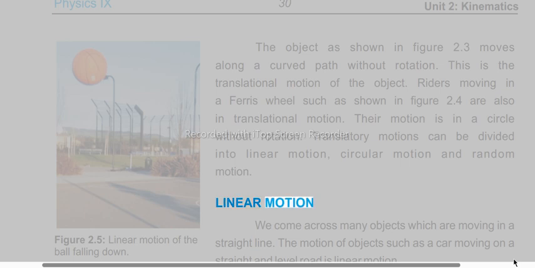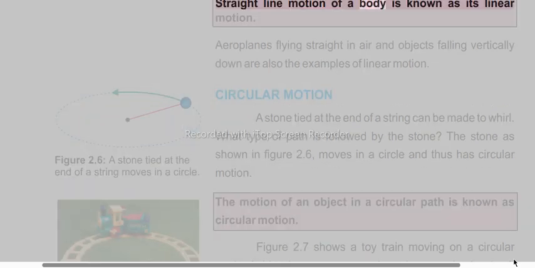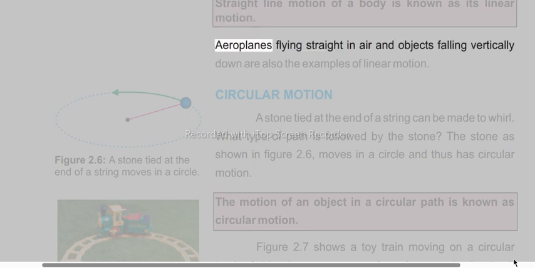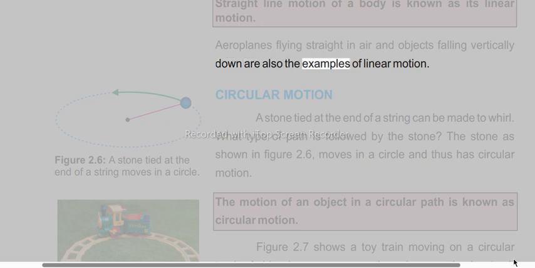Linear motion. We come across many objects which are moving in a straight line. The motion of objects such as a car moving on a straight and level road is linear motion. Straight line motion of a body is known as its linear motion. Aeroplanes flying straight in air and objects falling vertically down are also examples of linear motion.